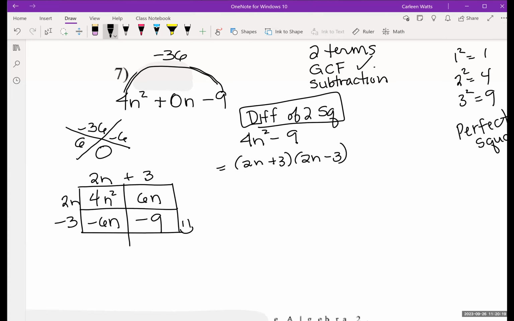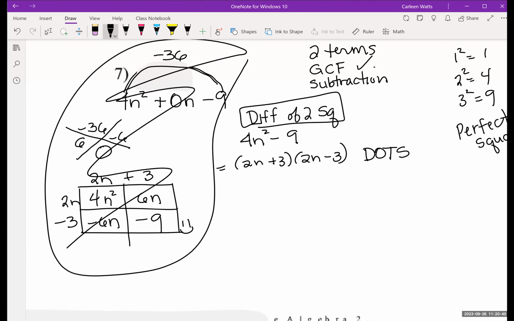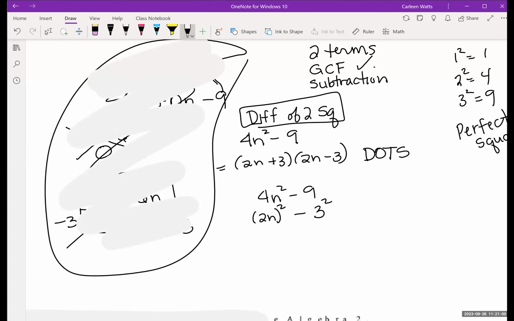Does everybody see that I don't have to do rainbow diamond box because we see a shortcut? This is category dots, difference of 2 squares. Yeah. So here's the shortcut. Let's not do the box. 4n squared minus 9. This is a perfect square. You with me? Do we like shortcuts? Yeah, we like shortcuts. But this proves that it works.